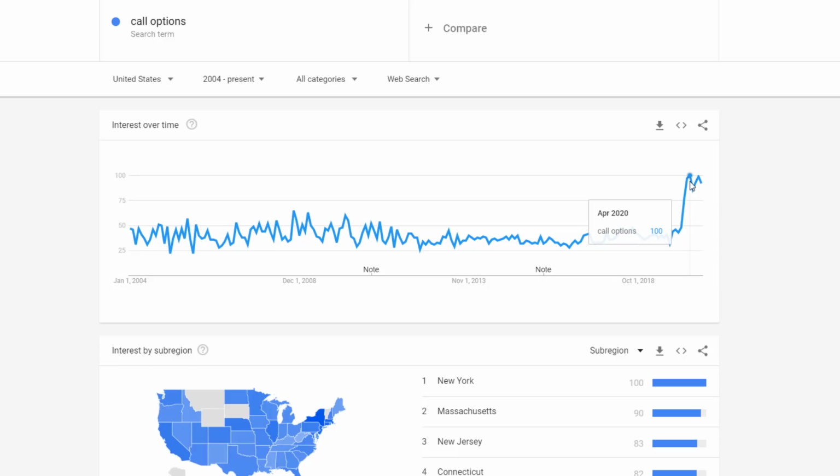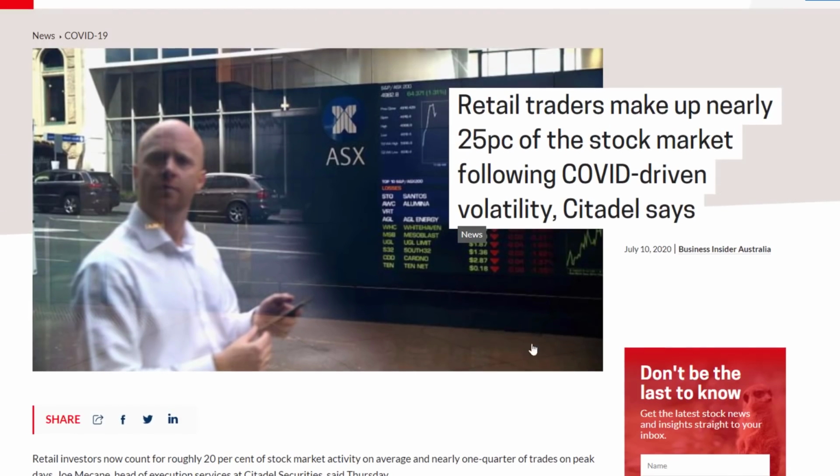So of course, retail traders are getting into it, which is cool. I love trading, and I'm all about trading and helping people get better at trading. But yes, these retail traders like you or myself are really making up a huge portion of this market right now. In fact, 25% of this market is retail traders.